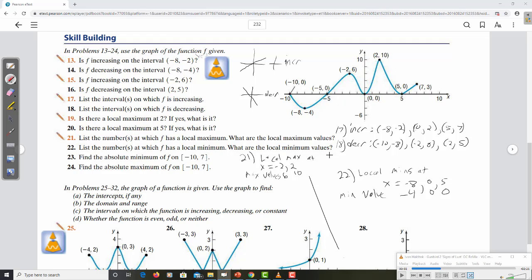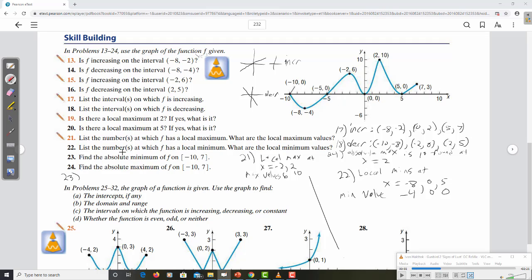So we would say on 24, absolute max is 10, and it's found, it doesn't actually ask where it's found, but I'll go ahead and say it's found at x equal 2. And then, space, I guess I'll put 23 here.